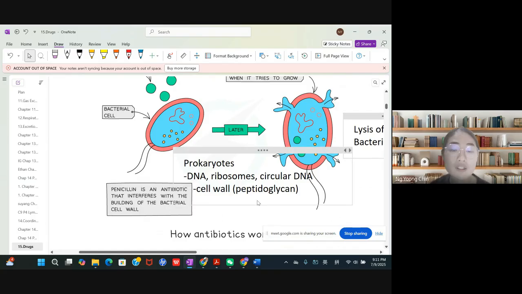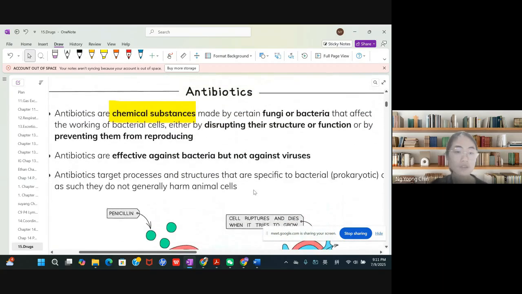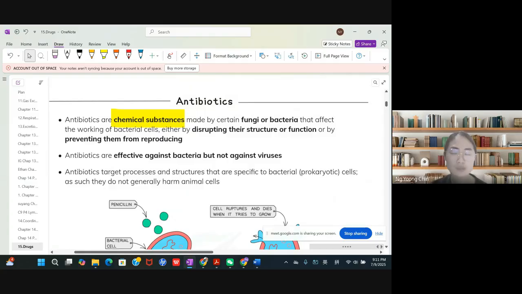This is only one of the mechanisms of antibiotics. Antibiotics can also work in another way. Sometimes they can inhibit the synthesis of the bacteria, or they can inhibit the ribosome of the bacteria. This causes the bacteria to become inactive, unable to go for further reproduction. For exam purposes, you just need to know that antibiotics kill bacteria by targeting the cell wall of the bacteria, causing lysis of the bacteria. This is the thing you need to know.